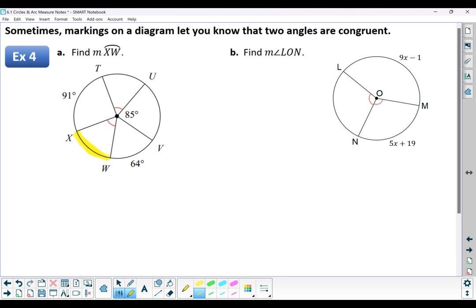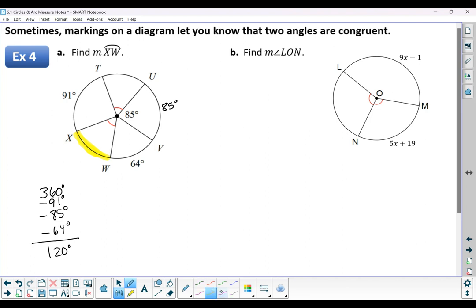It looks like we have 3 arcs that are known. This is an 85-degree arc, since it's an 85-degree central angle. And then we have 2 angles that are congruent. We don't have any diameters here to help us, so we're going to have to start with the idea that the whole circle is 360 degrees, and subtract the arcs that are known. So 360 minus 91 minus 85 minus 64 gives us a total of 120 left.